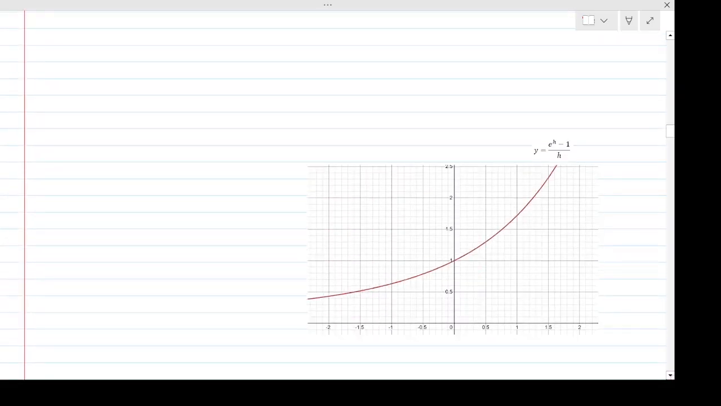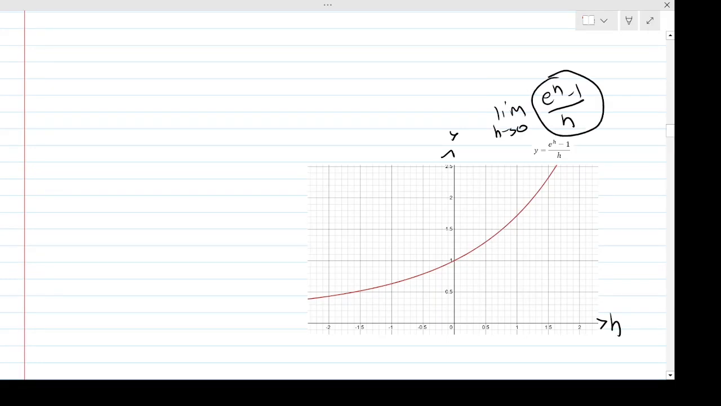So I've plotted the graph of (e^h - 1)/h, so it's h against y. What we want is the limit as h tends to 0 of (e^h - 1)/h. In other words, what happens to the graph of (e^h - 1)/h, which I've sketched here, as h goes to 0? If h goes to 0, it's obviously going to be on the y-axis. If h is 0, it's going to be here, right?